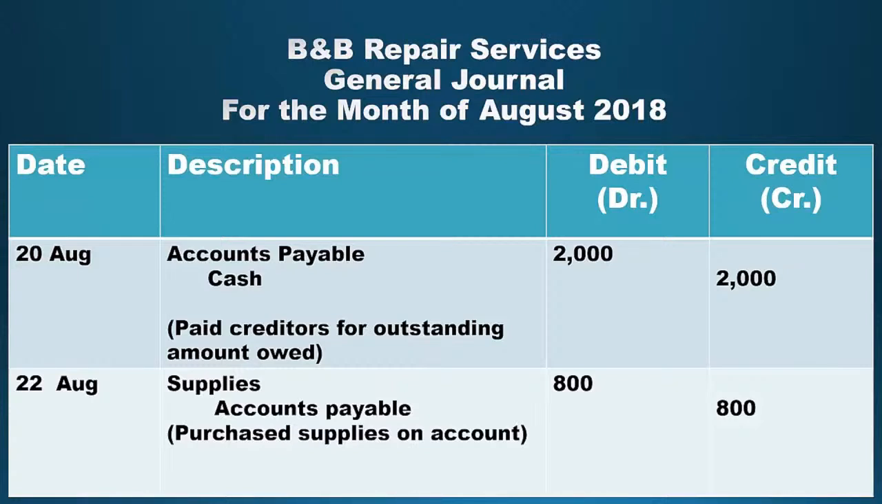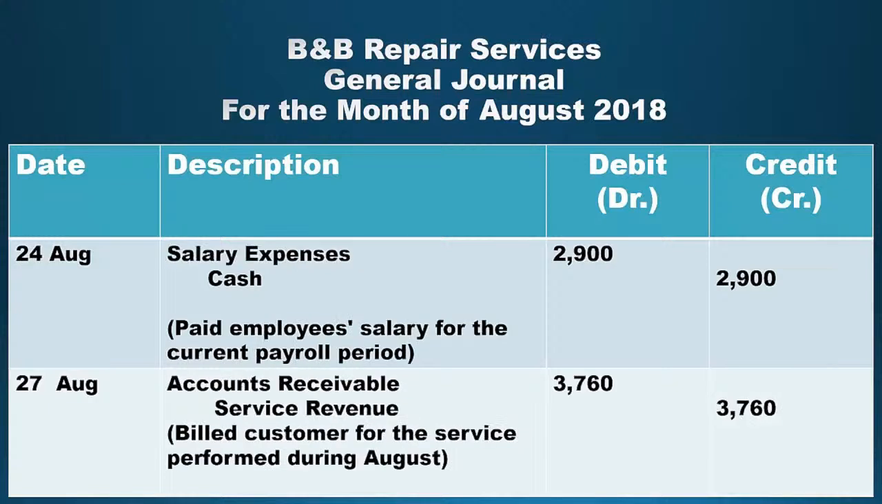Step 3. How do we record it? To record this, we debit supplies for $800 to reflect the increase in supplies. Credit accounts payable for $800 to show the increase in the amount owed. The narrative for this entry is purchase supplies on account.